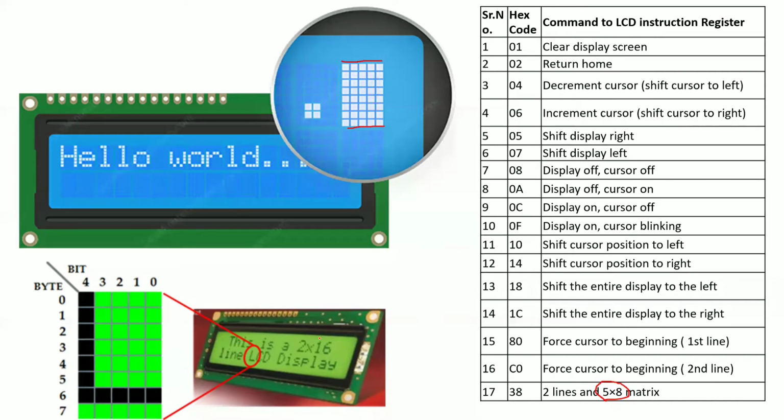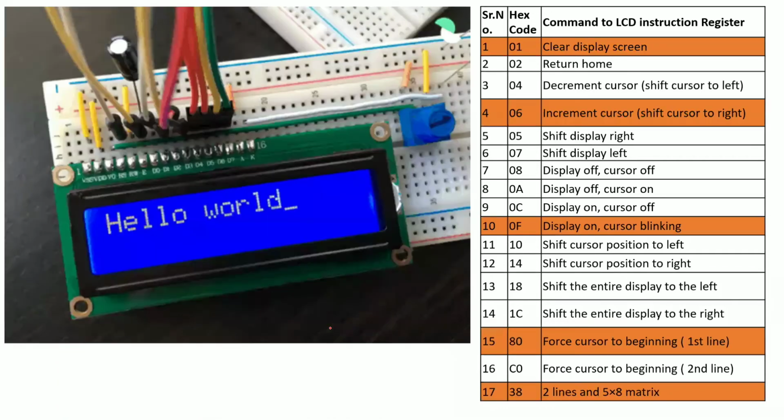That is enough for the exam purpose, exam point of view. Whenever you want to play with the LCD display, you can use the data sheet of the LCD display, then you can see what the command is and what operation it is going to perform. So right now we are going to see only a few commands among these. My requirement is I want to display hello world, with display on and cursor blinking.